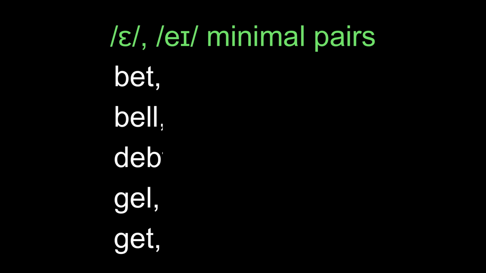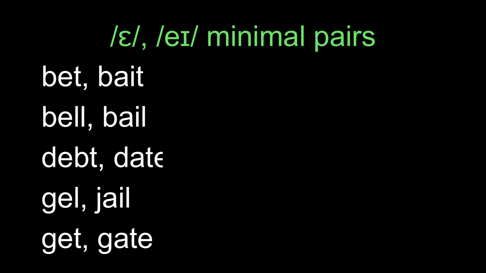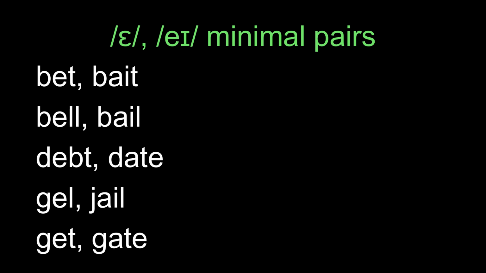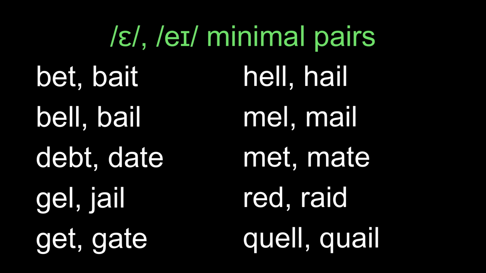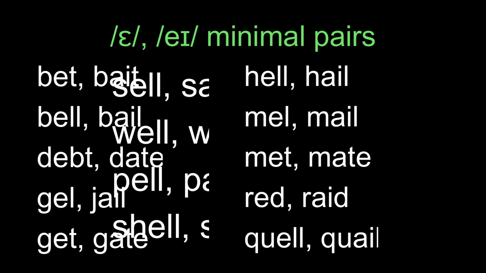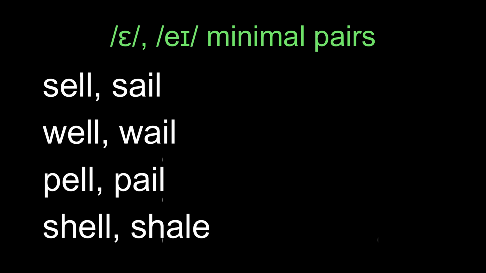A minimal pairs. Bet, bait. Bell, bail. Debt, date. Gel, jail. Get, gate. Hell, hail. Mel, male. Met, mate. Red, raid. Quell, quail. Sell, sail.